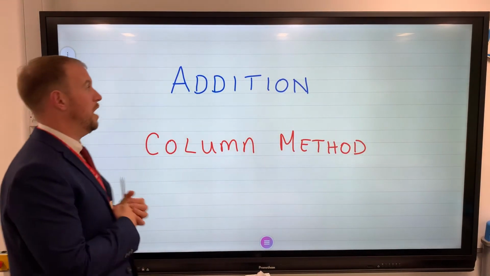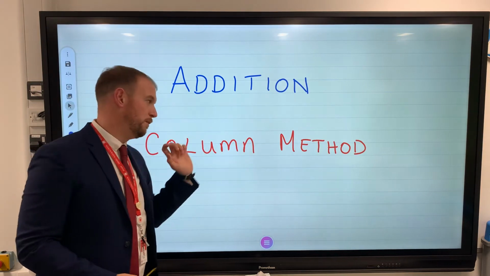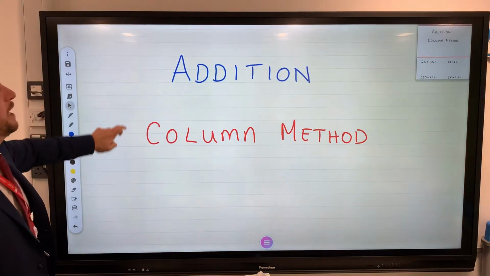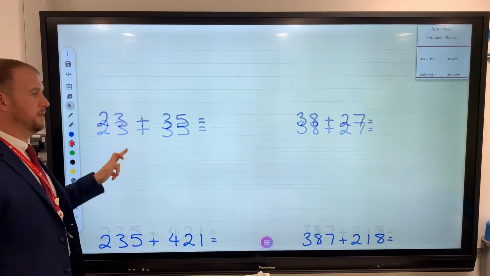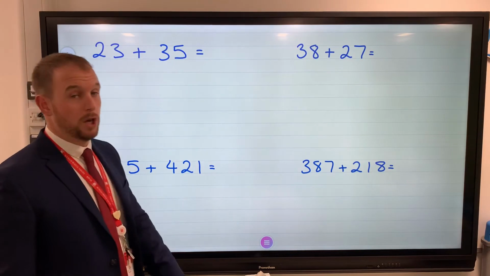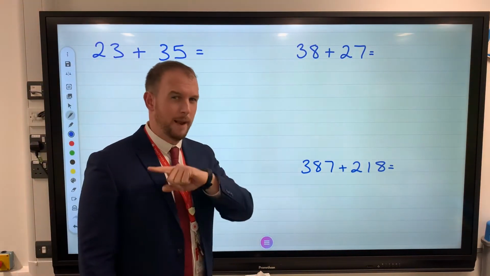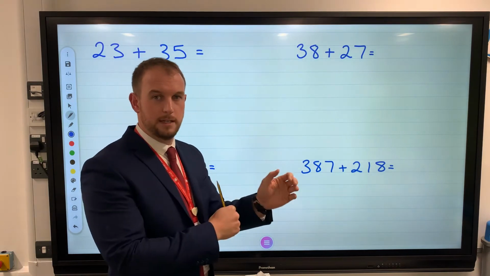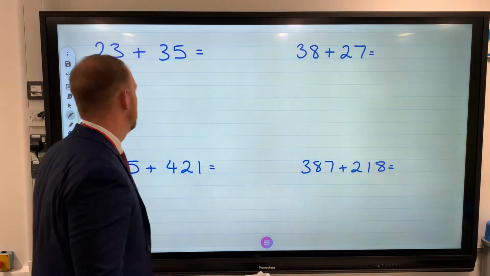So today then we are looking at addition, more importantly, using the column method. Now we're going to start with 2-digit numbers. Okay, and we are going to put them in columns, which means we need to use our place values, okay? Which means that we're going to put the tens on top of the tens. We're going to put the units on top of the units.